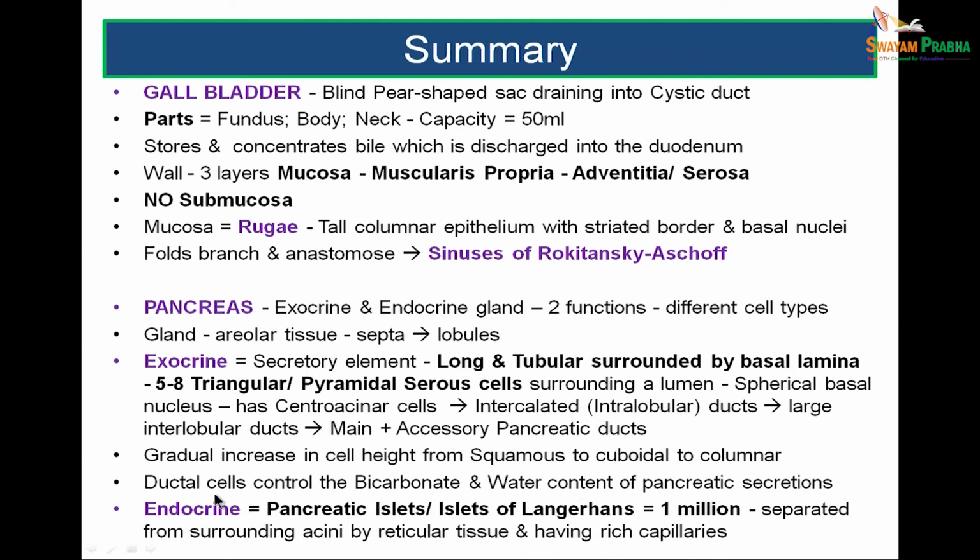Then we talked about the endocrine part, which is made up of the pancreatic islets, also called islets of Langerhans, about 1 million in number in the pancreas, concentrated mostly in the tail and separated from surrounding acini by reticular fibers, and they have rich capillary plexuses within them into which the hormones are secreted.